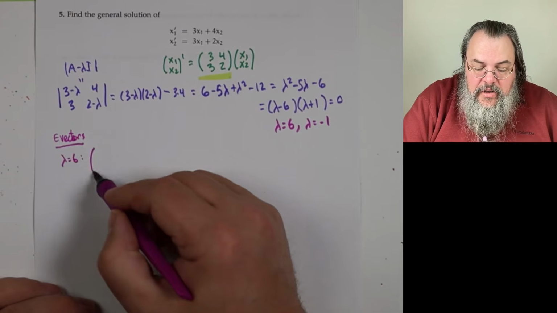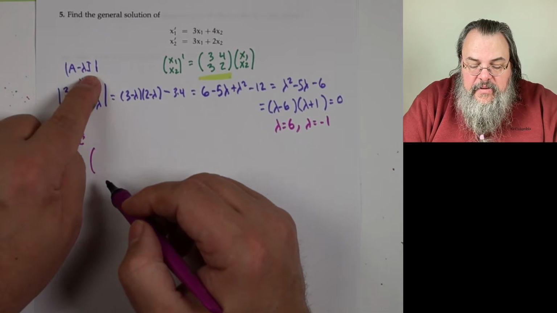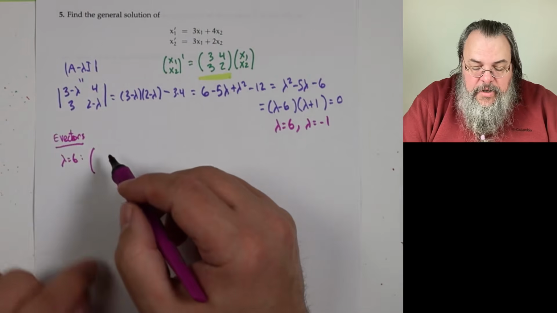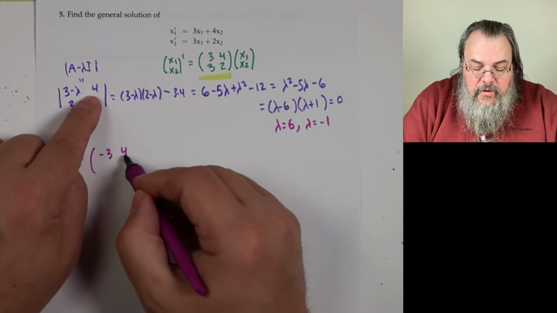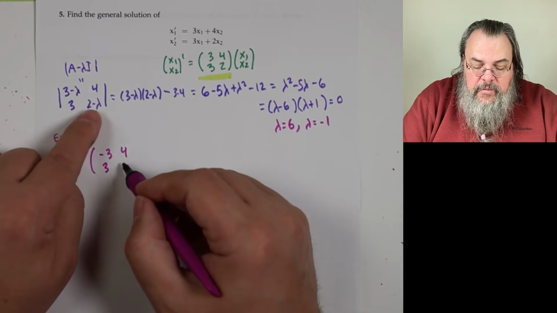All right, so we have lambda equals 6. So we're going to take A subtract 6I. See where that lambda is? We're going to put that in, so we can actually just refer to it here. Minus 3, 4, 3, minus 4.